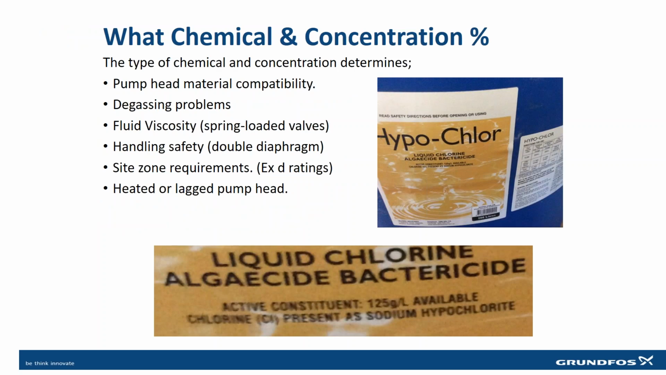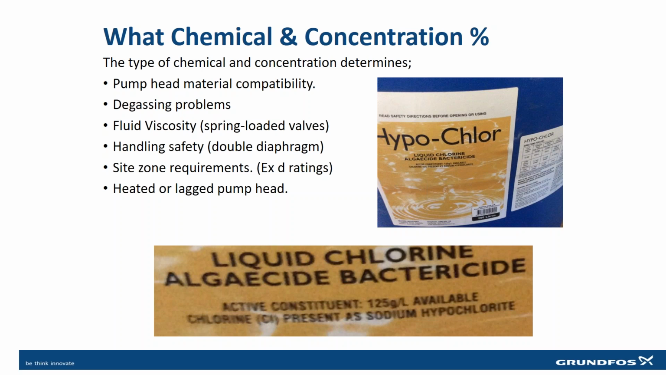So what chemicals and concentration? Type of chemical and concentration determines things like pump head material compatibility, whether we're going to have degassing problems because the chemical is giving off lots of gas bubbles, fluid viscosity, whether we need to have special pump heads with spring-loaded valves or other means, requirements of slowing the stroking speed or something like that. Handling safety, whether the pump needs double diaphragm for extra protection in case the diaphragm should break. Site zone requirements, whether the chemical is flammable, whether we have EX rating requirements there.